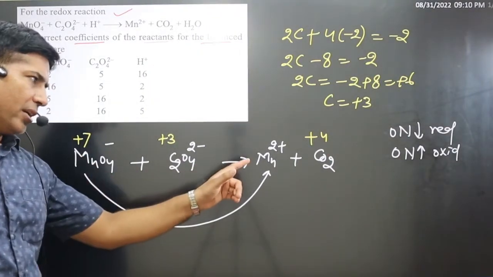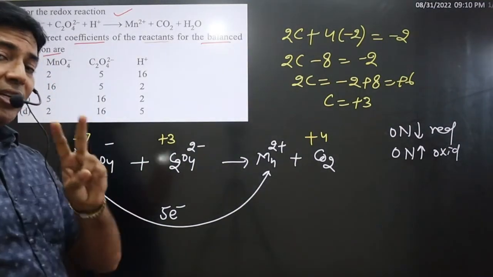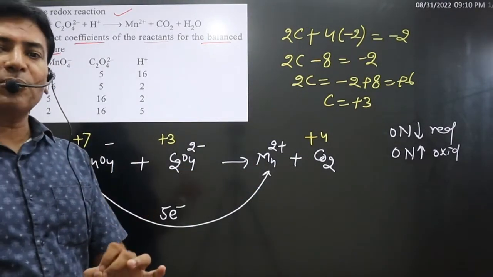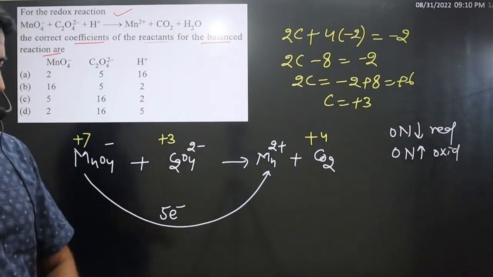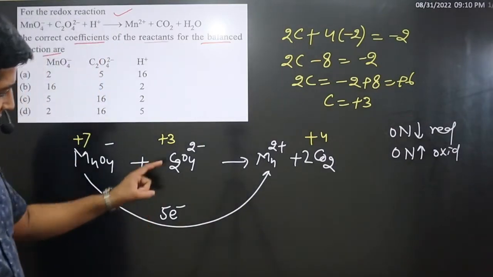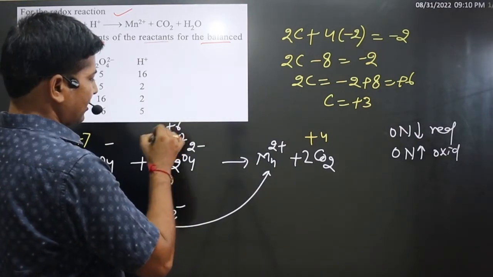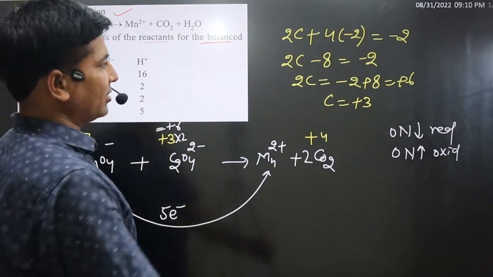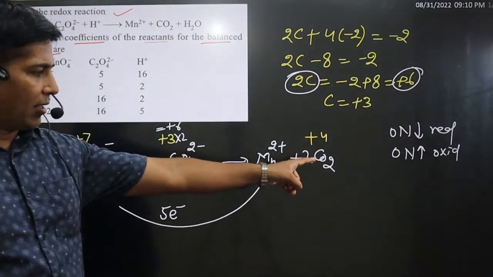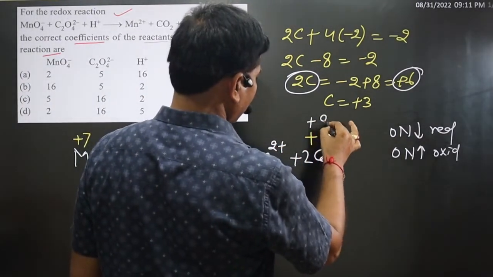Now we can go for carbon, but in the case of carbon you should be a little bit careful, because on one side there are 2 carbon and on the other side only 1 carbon. So always balance the number of atoms before balancing the charge. Only 1 carbon, multiplied by 2. 1 carbon is plus 3, then 2 carbon is plus 6 oxidation number. On the other side, 1 carbon is plus 4, then 2 carbon will be present in plus 8 oxidation number.